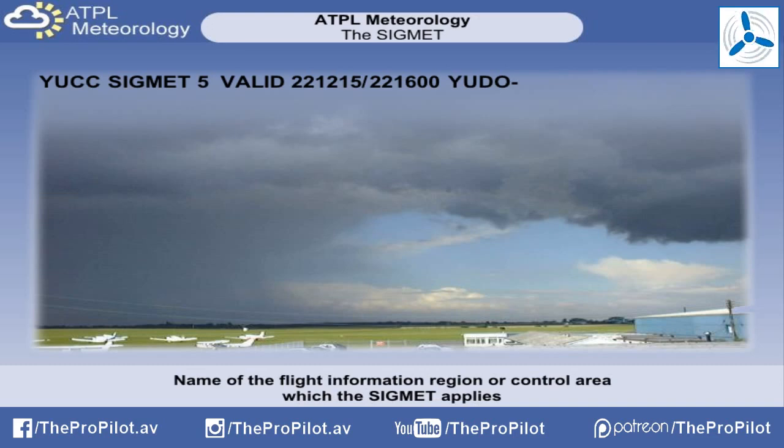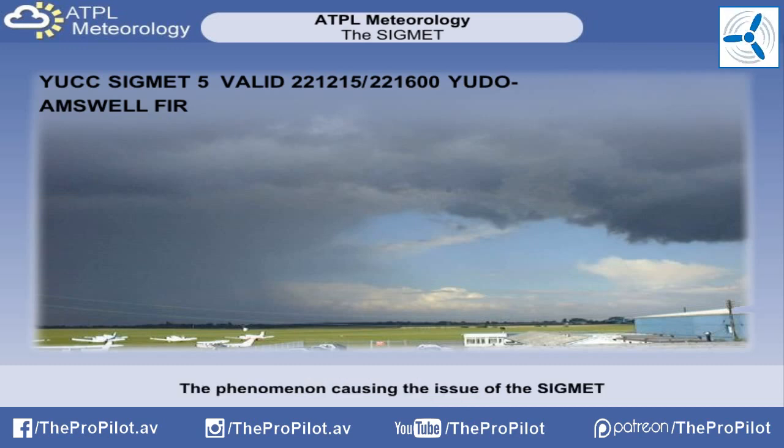At the start of the second line we have the name of the flight information region or control area for which the SIGMET is issued. In our example we've used the fictitious name Amswell FIR. This is followed by the name and description of the phenomenon which is causing the issuance of the SIGMET. This will be abbreviated plain language extracted from the table of abbreviations which we saw earlier in this lesson. Here we have severe turbulence.